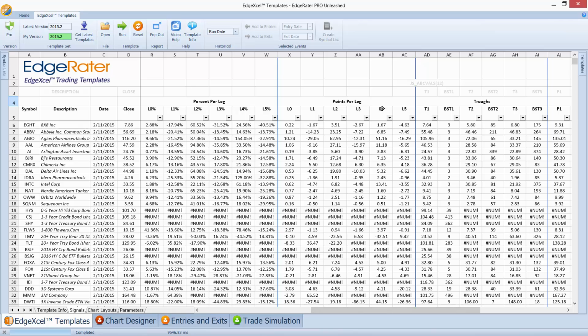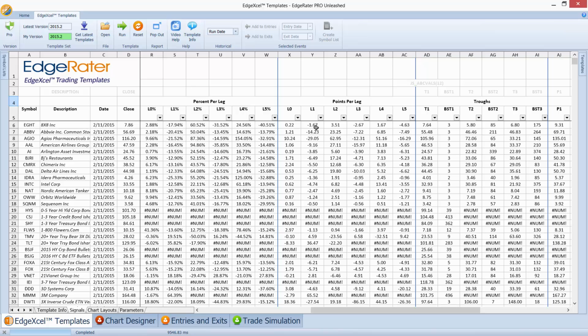The legs then are L0, as we explained before, through L5. And the first set of columns here is the points per leg. So in this case, L0 is 0.22. That's the actual number of dollars that are between essentially peak 1 and close, and trough 1 is 0.22.